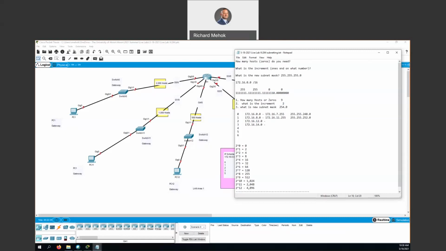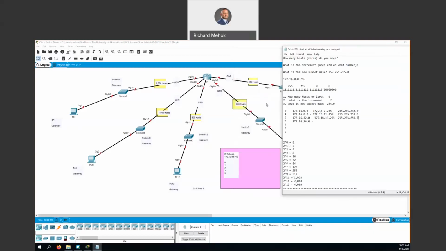Now we can figure out the end of 172.16, and then we say this one starts at 12. This one starts at 14. So it has to end at 13.255. New subnet mask is 255.255.254.0.